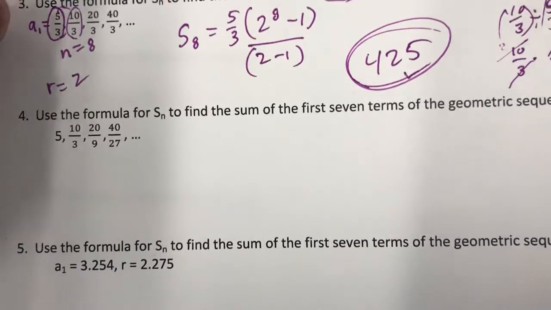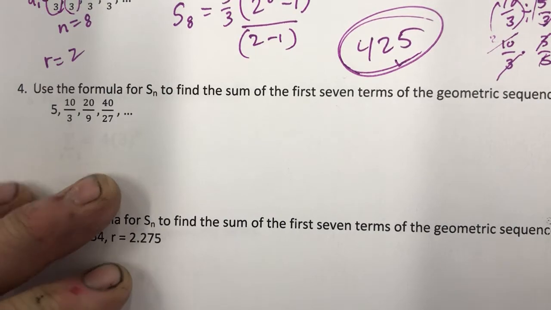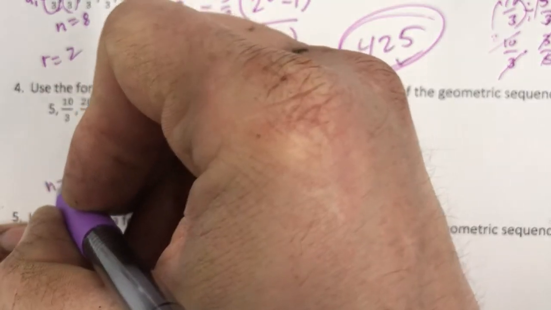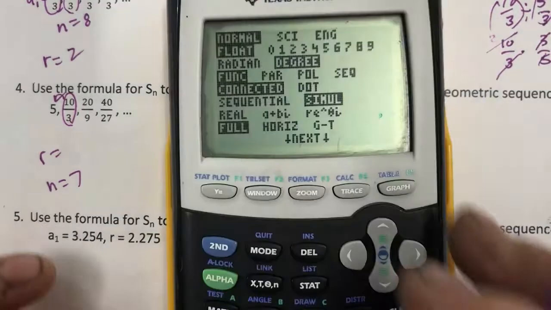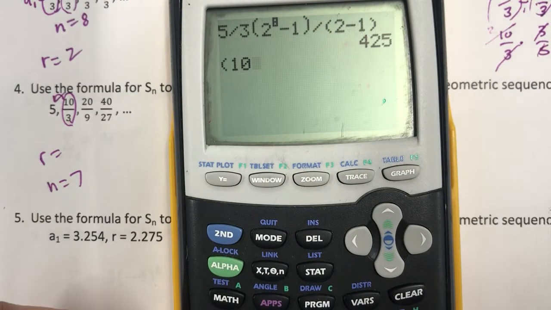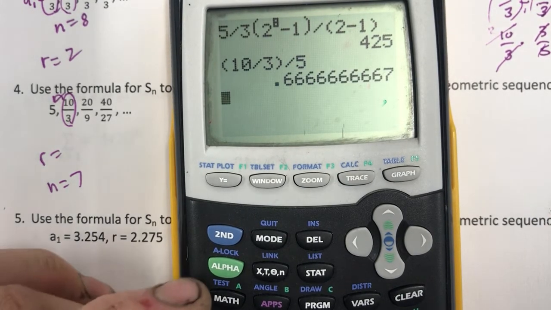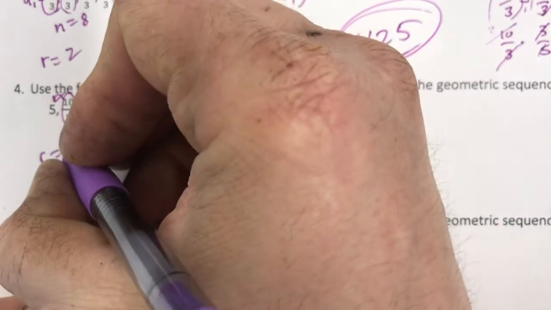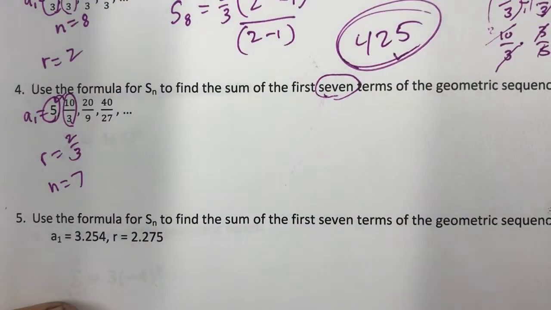All right, so let's go to number 4 here. Use a formula to find the first 7 terms. So that means N is 7. My R, if I do 10/3 divided by 5, just type it in here, but put your 10/3 in parentheses, divide by 5. Since it's just 5, I don't have to put it in parentheses, but there you go, it's 2/3. So R is 2/3, and then here's my A sub 1 right there. So those are 3 things you need.